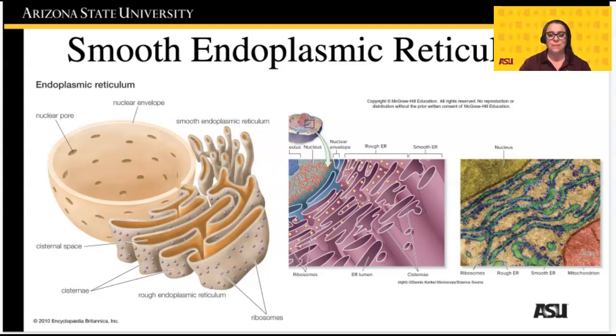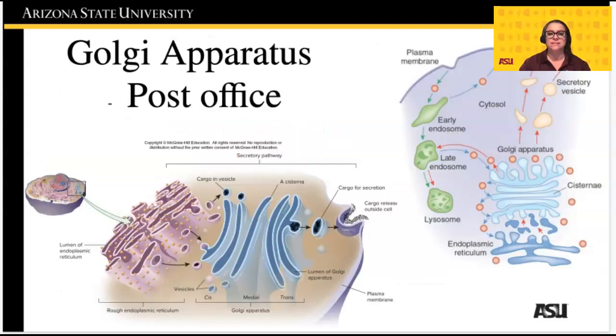Glycosylation also happens in the SER, creating glycolipids, and after folding in the lumen, they're shipped off in vesicles to the Golgi, or to the cell membrane. The Golgi apparatus is like the post office. They receive, modify, package, and ship proteins, lipids, and molecules throughout the cell.